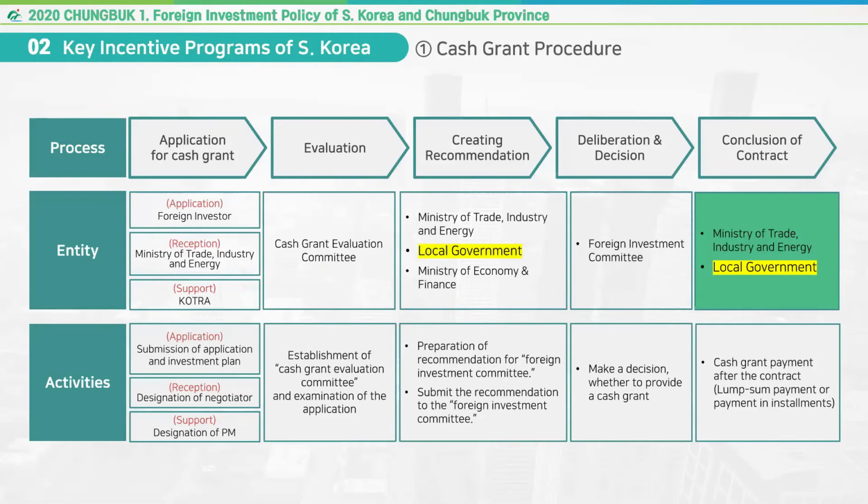The procedure for the cash grant program can be summarized into 5 stages. The cash grant is paid through the investment budget of the central government and local government. That means both central and local governments are very important for the selection of companies to award the cash grant and the amount. Hence, it is essential to form a strategic relationship with local governments, which have geographical competitiveness, through prior discussions. Today's webinar is designed to enhance mutual understanding between local governments and the leading technological firms.